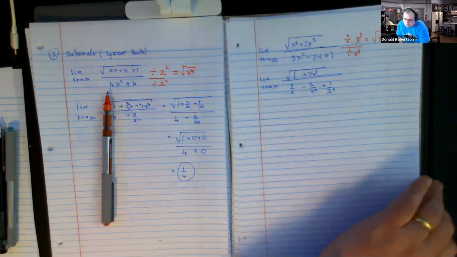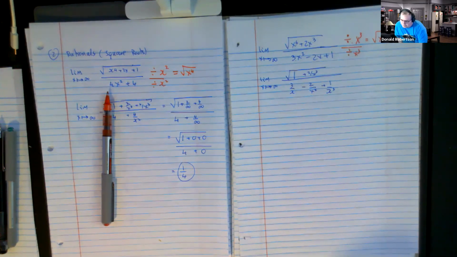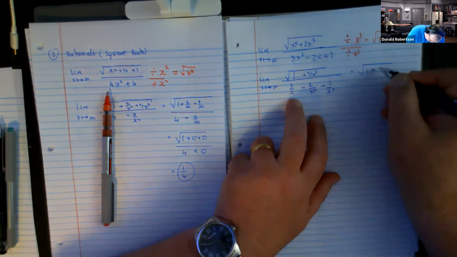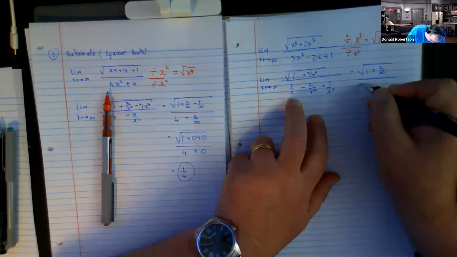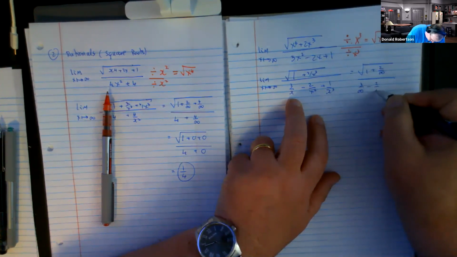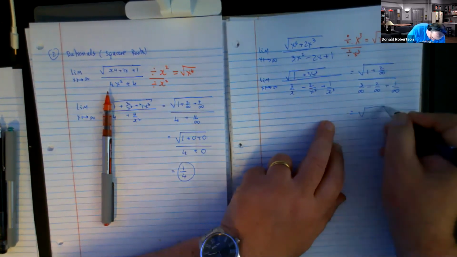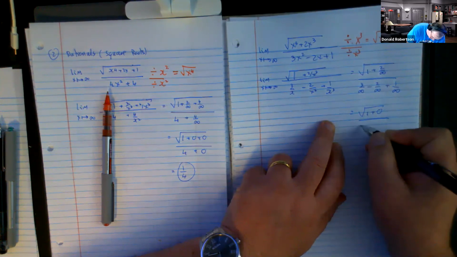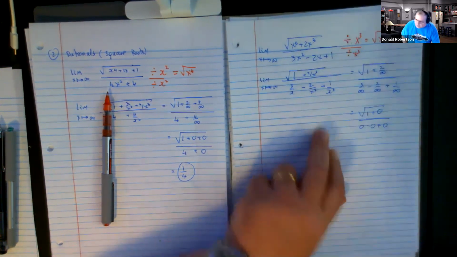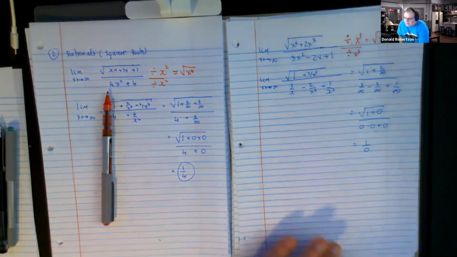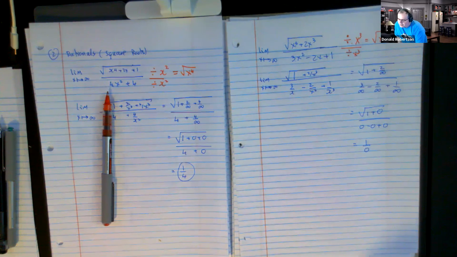Are we happy with where these pieces came from? Right. Time for brute force. On the top, I get square root of 1 plus 0. On the bottom, I get that, which ends up being 1 over 0. And we've seen 1 over 0 before. Don't we know the answer when that happens, in these questions at least, is plus or minus infinity?